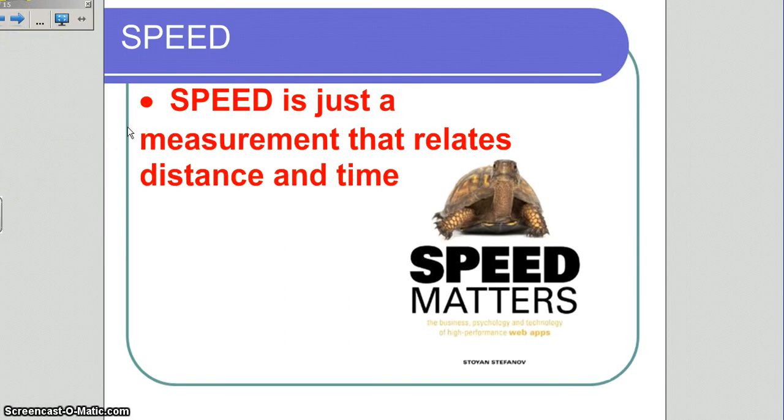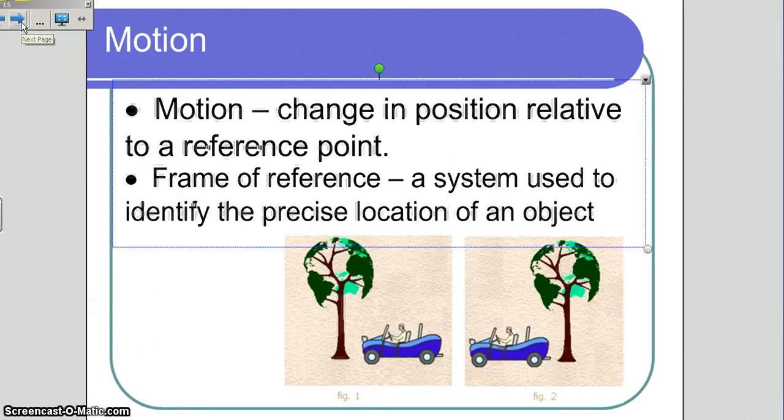So speed. Speed is just a measurement that relates distance and time. That's really all it is, guys. It tells you how far you went in a certain amount of time. You know this. You've seen speed before. You're very familiar with speed. But we're going to add some technical aspects to the definition that you think of speed. But in order to understand that, you first have to truly understand what motion is.